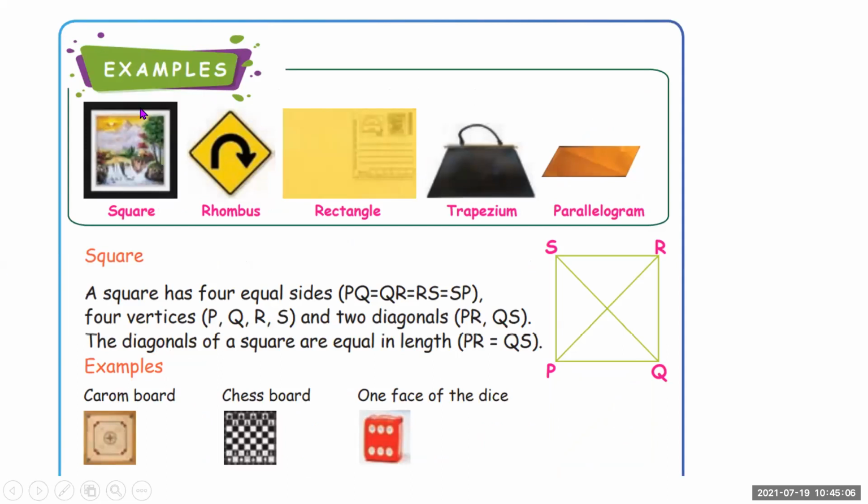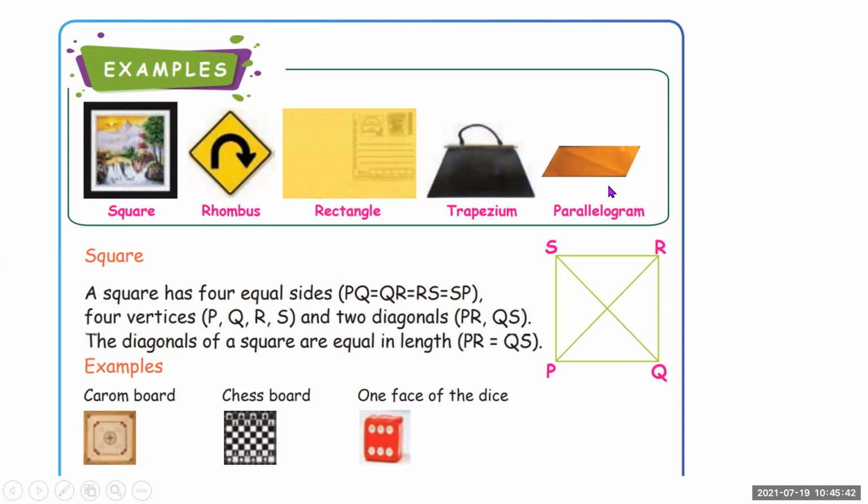So this is a square. This one looks like a square, but the orientation is different. If you orient a square like this, it is called a rhombus. And this one is a rectangle. This shape is called a trapezium, meaning this is longer compared to this. These two lines are parallel, whereas these two lines are not parallel. They are inclined towards each other.